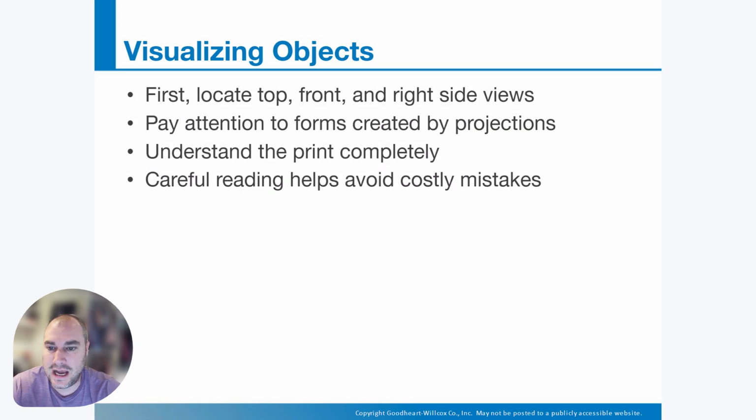Visualizing objects, right? First, locate top, front, and right side views. Pay attention to forms created by projections. Understand the print completely, and careful reading helps avoid costly mistakes. Obviously, we want to make sure that we're reading it the right way, and we're paying attention to these other things here, which are the top, front, and right side forms, and if there's anything that's foreshortened, and all those good things. So we want to really pay attention to it.